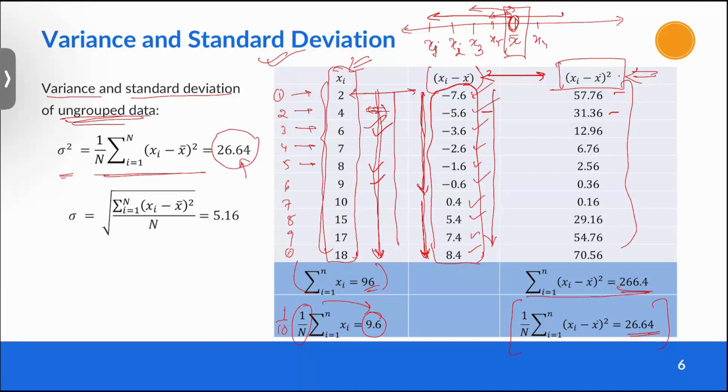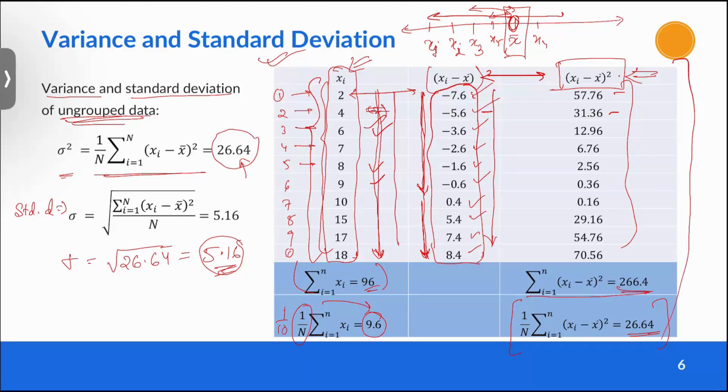Now, this 26.64 is the variance. It is not the standard deviation. To calculate the standard deviation, we have to take the square root of the above value. So sigma is equal to root under 26.64, which comes out to be 5.16. So the standard deviation of this data is 5.16. This is how you calculate the variance and standard deviation of ungrouped data.